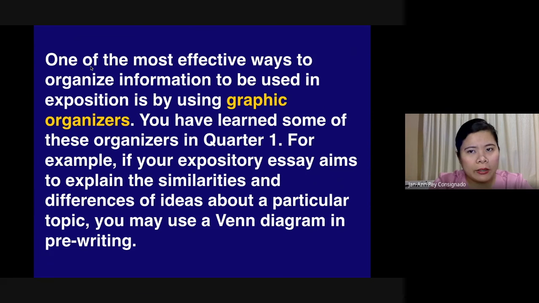One of the most effective ways to organize information to be used in exposition is by using graphic organizers. You have learned some of these organizers in quarter one. For example, if your expository essay aims to explain the similarities and differences of ideas about a particular topic, you may use a Venn diagram in pre-writing.